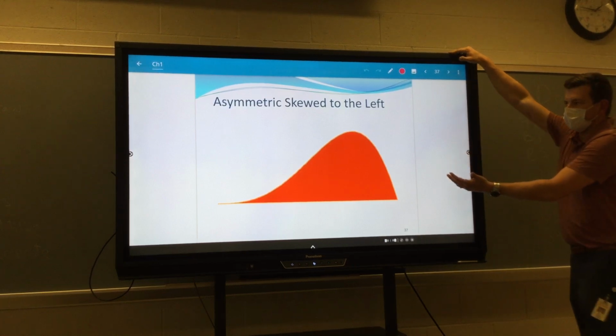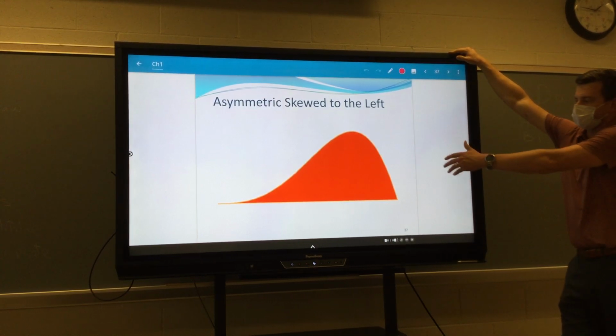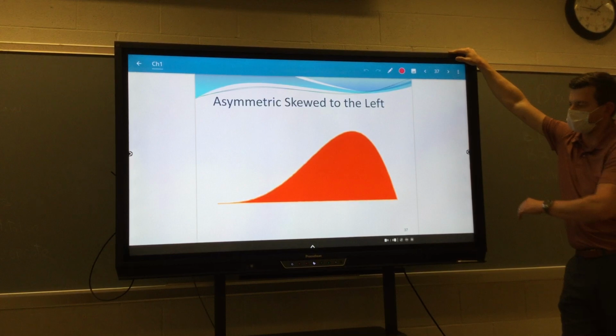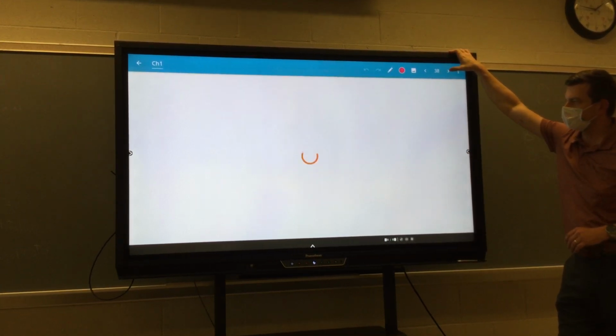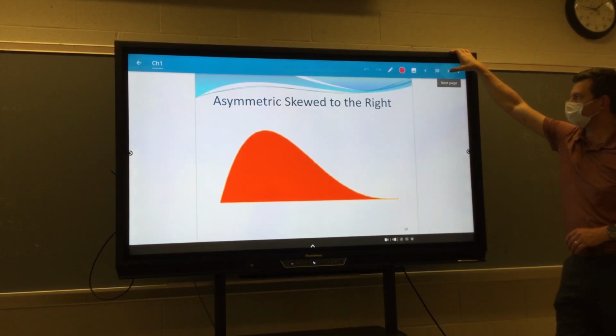If it's not symmetric, it's asymmetric. Again, the direction of the skew is the direction of the tail. This tail goes off to the left. This tail goes off to the right.